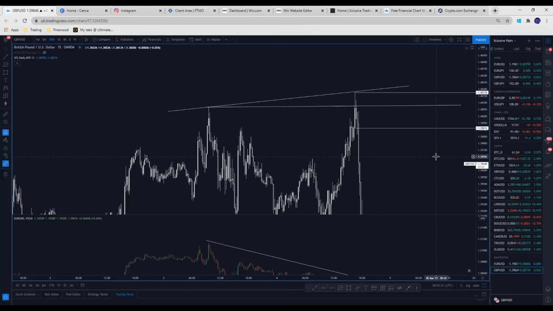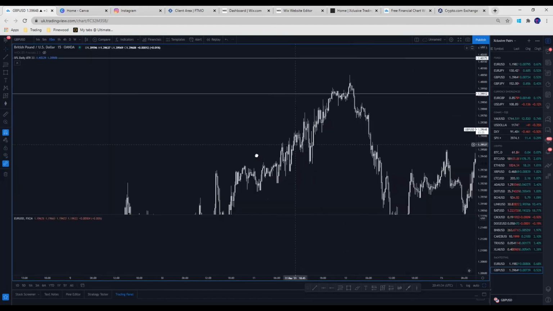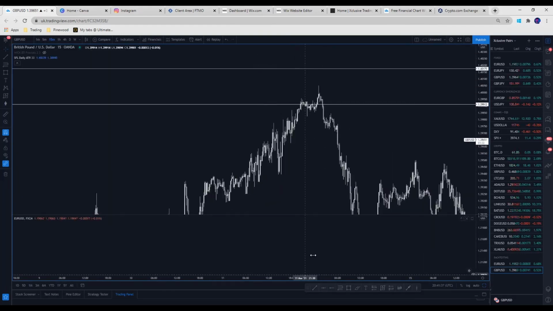If you're coming back to entry on a fractal, let me see if there's one here, because it would be absolutely perfect if there was. Where's price action?